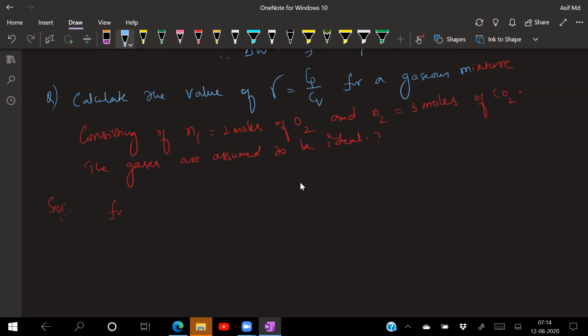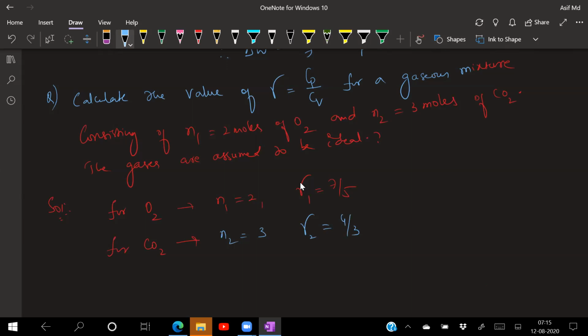What has he given first? Oxygen. For oxygen, the number of moles is given: N1 is equal to 2. Gamma 1 value will be 7 by 5. The same way for carbon dioxide, the other gas. N2 moles of carbon dioxide, so N2 is given as 3. So gamma 2 value will become 4 by 3.